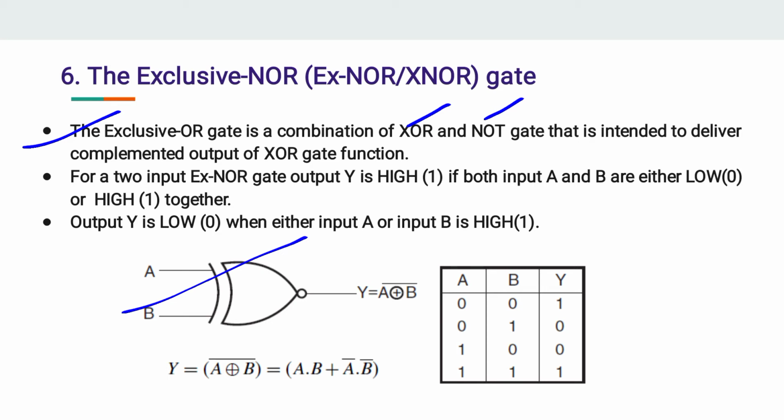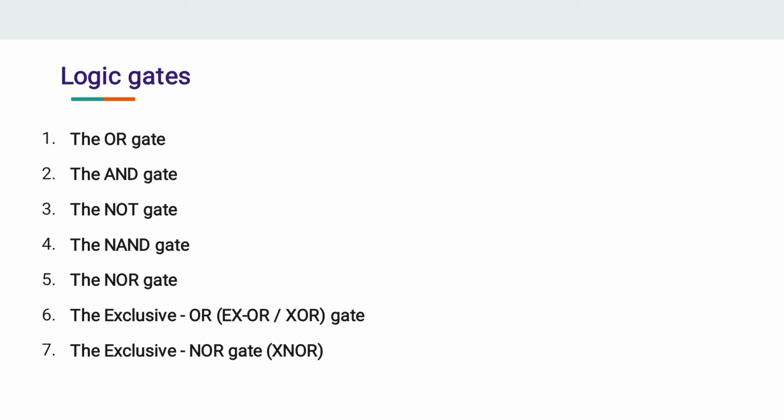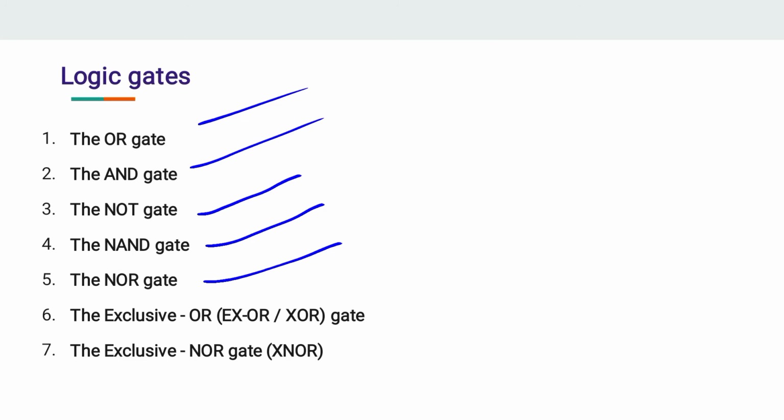XNOR, or you can go for exclusive NOR. Then this is the expression for this gate. So this completes the logic gates: OR gate and NOT gate, NAND gate, NOR gate, XOR gate, at the last XNOR gate.